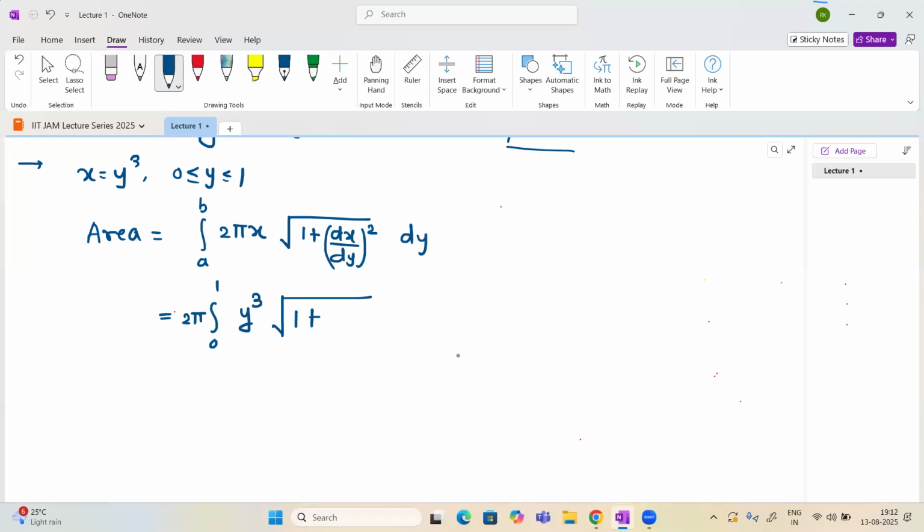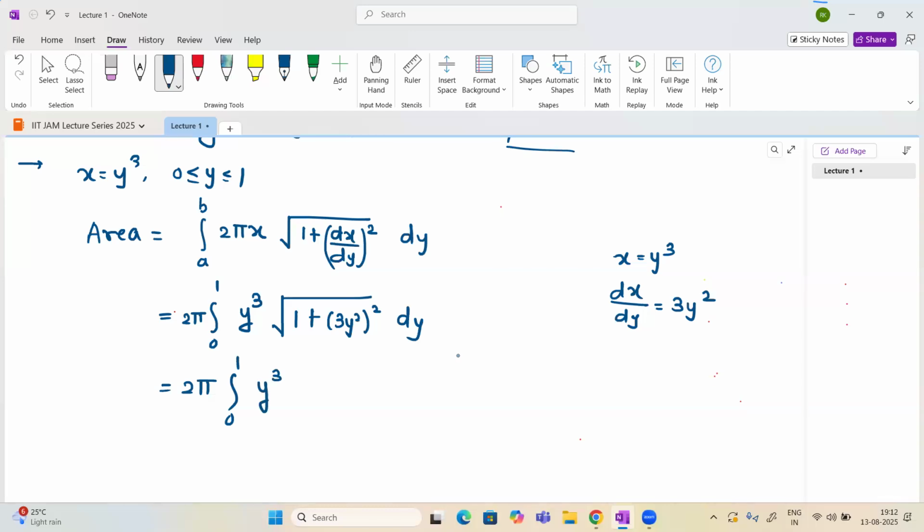What will I do? I will solve it in rough. What is my x? It is y cube. So I will find its derivative here. What is the derivative of x with respect to y? 3y square. Yeah, I will put it here. 3y square, but again bracket square, we have dy is equal to 2 pi, 0 to 1, y cube.